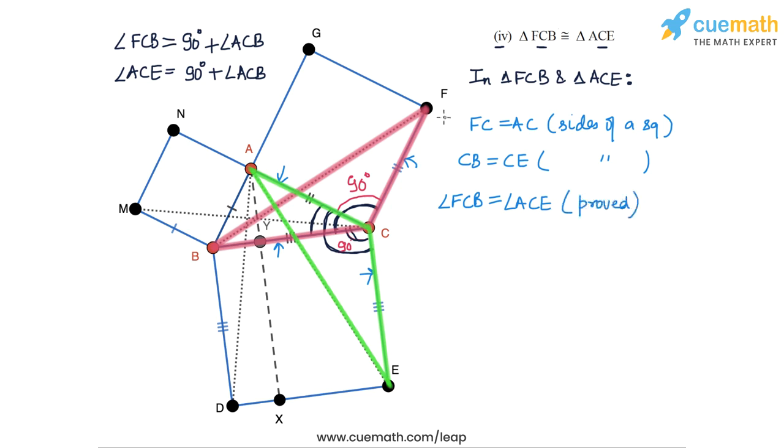So we have two triangles in which two side pairs and the included angle pair are equal. So these two triangles are congruent. Triangle FCB is congruent to triangle ACE, and this is by using the SAS, side angle side congruence criterion. So this is how part 4 can be done, and as you can see, this is very similar to what we did in part 1.